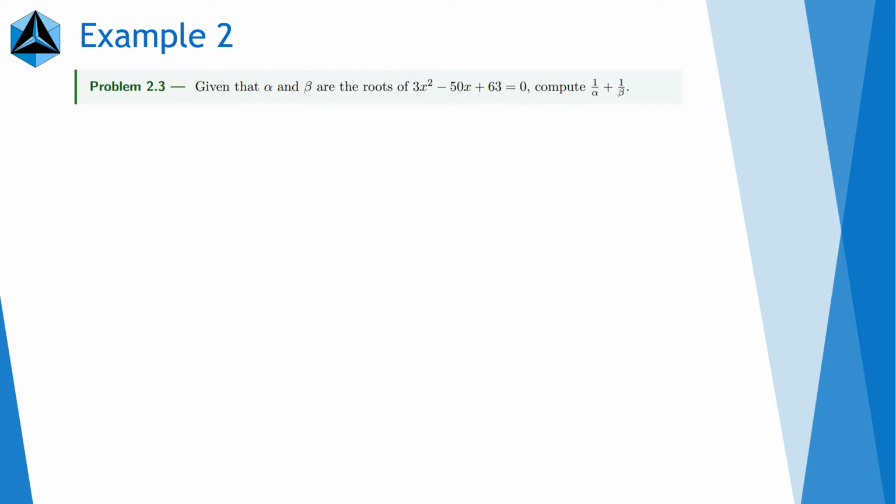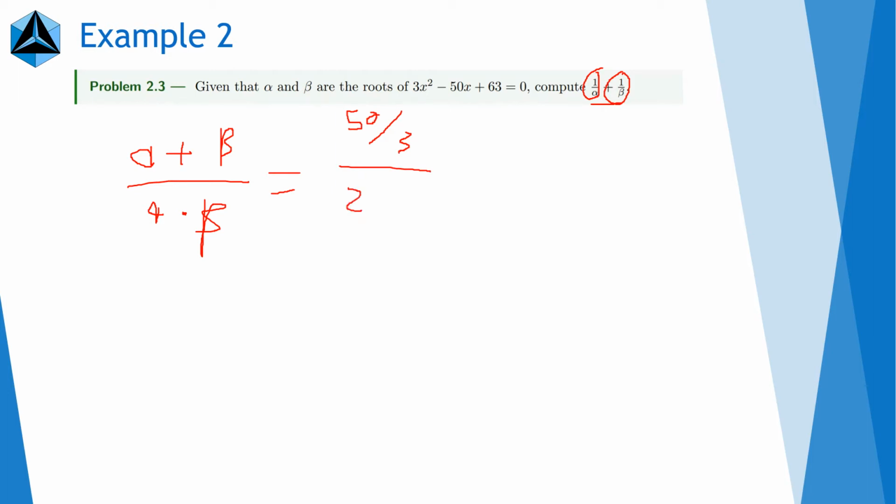So to do this, let's combine denominators here. If we multiply the top and bottom of this by beta and the top and bottom of this by alpha, we can get that this is really equal to alpha plus beta over alpha times beta. Well, we already calculated what these two are equal to, so we know that the top is equal to 50 over 3, and the bottom is equal to 21, and so in all this is equal to 50 over 63.